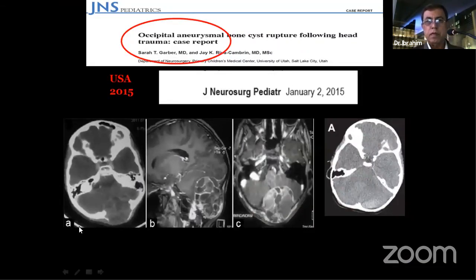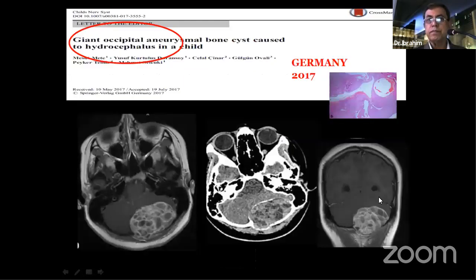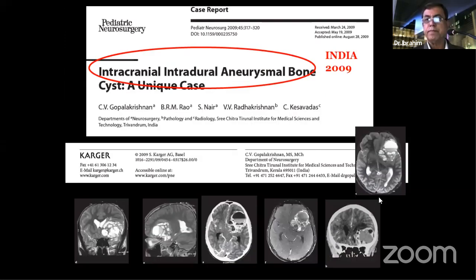Occiput, like this here. And that ruptured after head trauma, and it presented with hemorrhage. Again, occipital bone cyst. Again, if you look at this, you must say, oh, this is histiocytic xanthogranulosis. Another giant occipital aneurysmal bone cyst from Germany, a recent paper.